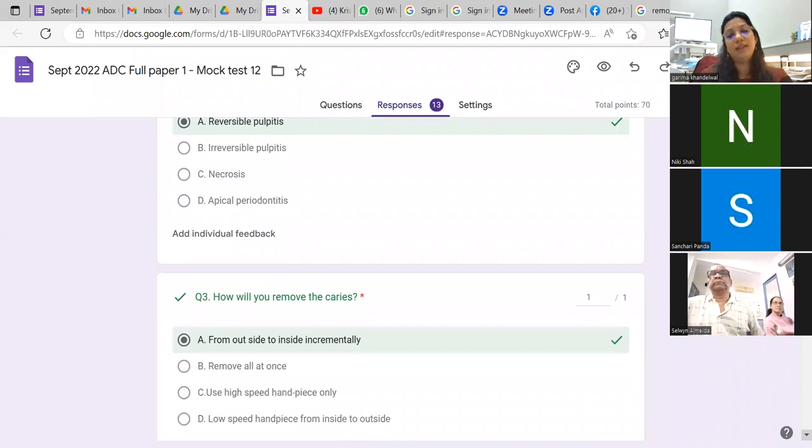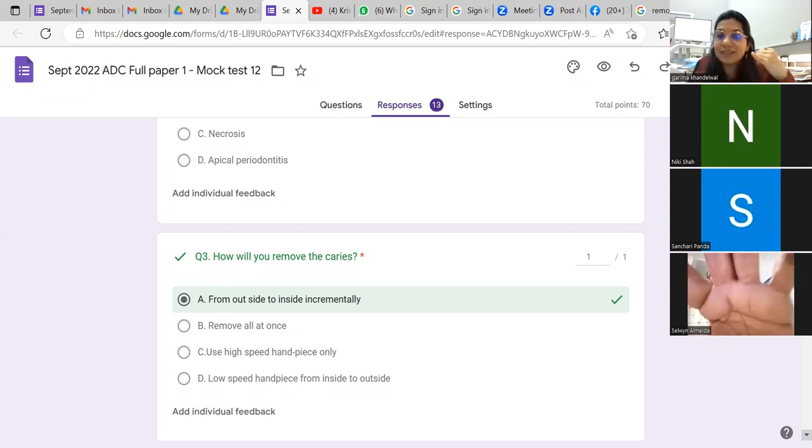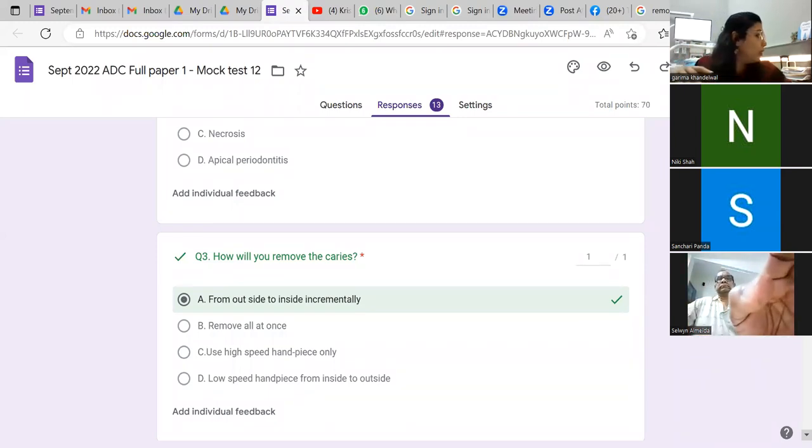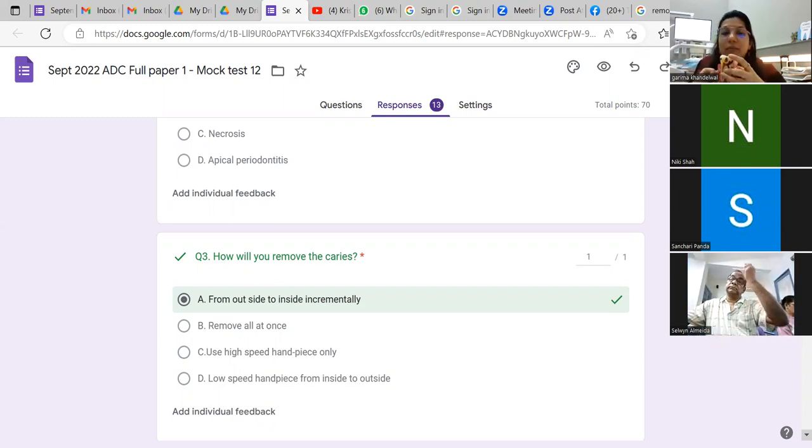How will you remove the caries? Very good option: low speed handpiece from inside to outside. Very tricky option this is. Low speed means you will think, yes, this is the right answer. But inside to outside, how can you reach the inside portion of caries without removing the outer tooth structure? If my caries is somewhere below here, how can I reach this portion without removing the top portion? If this option had been low speed handpiece from outside to inside, that should have been my answer. But the option changed. It said from inside to outside, so it does not become my option.